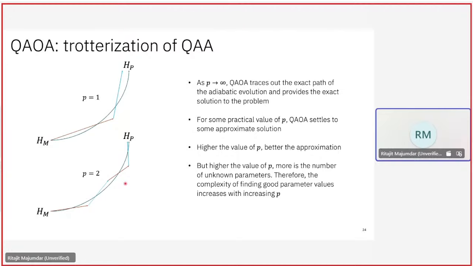So what we have here is a bit of a trade-off. The higher the value of p, the better is the solution. That is mathematically guaranteed. But with higher p, two things will happen. We will see how to create the circuit later on. But first, the circuit will be deeper. The deeper the circuit, the more it will be affected by noise. At the same time, the higher the value of p, the more unknown parameters there are. That means the complexity of finding the optimal parameters keeps increasing as you go to higher values of p.